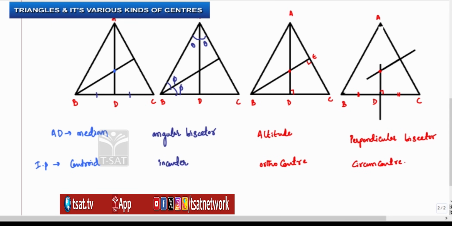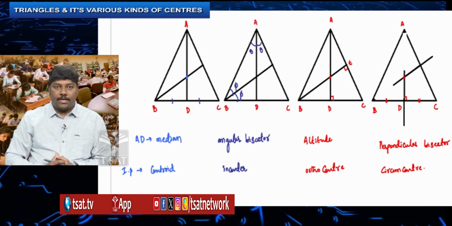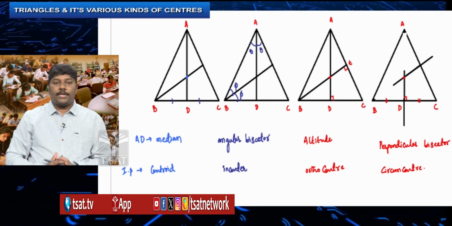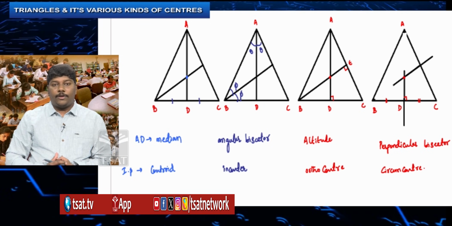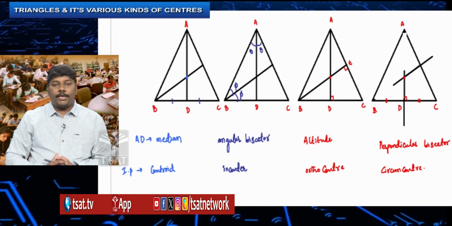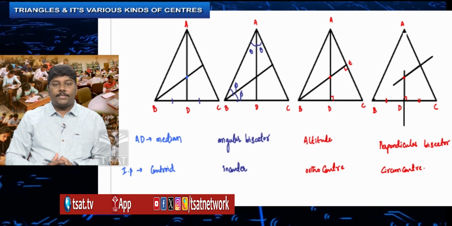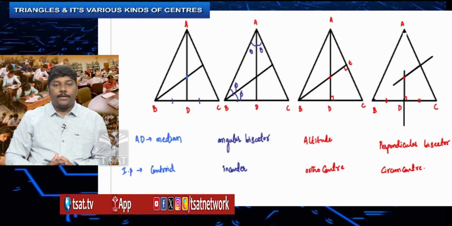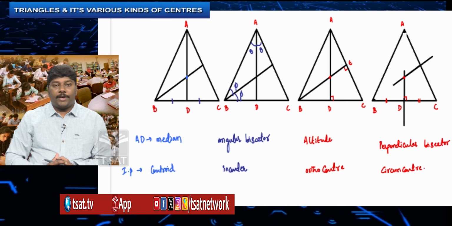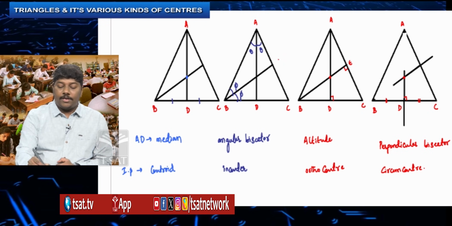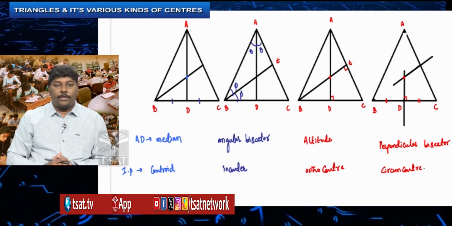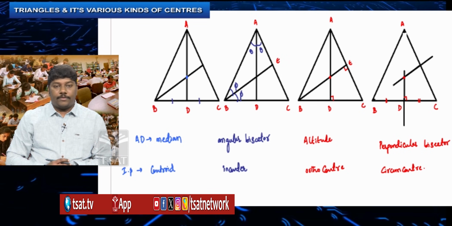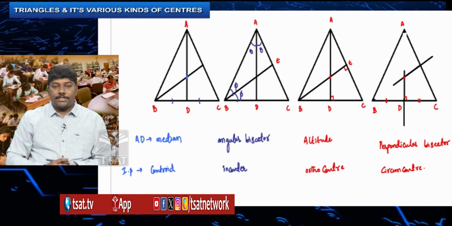First, medians. What is a median? A line which divides the opposite side into 2 equal parts is a median. Now the intersection point of medians is called the centroid. Second, the line which divides the angle into two equal angles is an angular bisector. Here AD is an angular bisector of angle A and BE is an angular bisector of angle B. Now the intersection point of 2 angular bisectors, we call it the incenter.